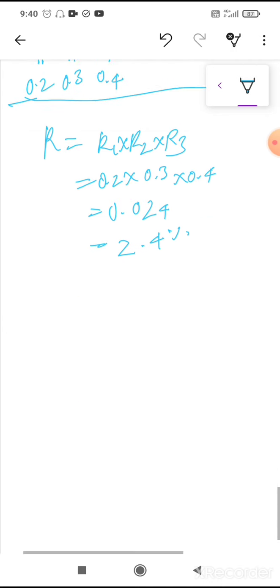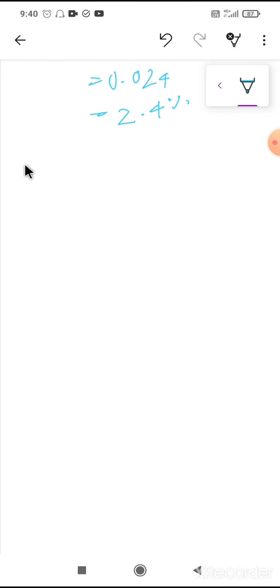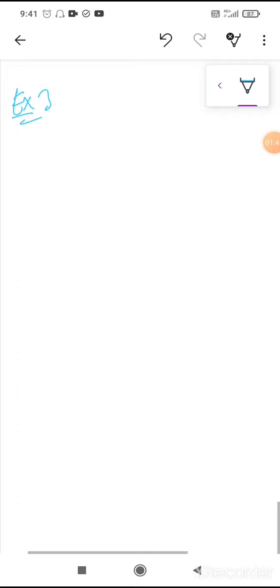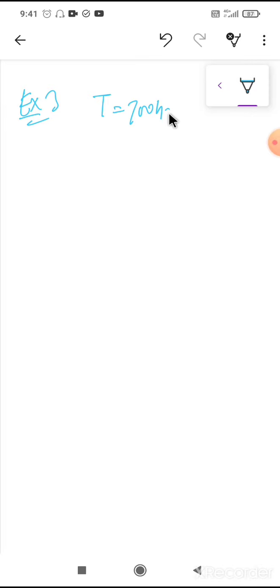So now let's see another example. Example 3. What is the system's reliability at 700 hours for a parallel system? So the time period t is given here, that is 700 hours, for a parallel system. Component failure data is as below. So data is given for component failure.